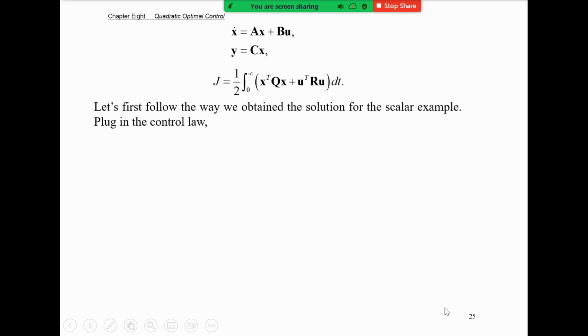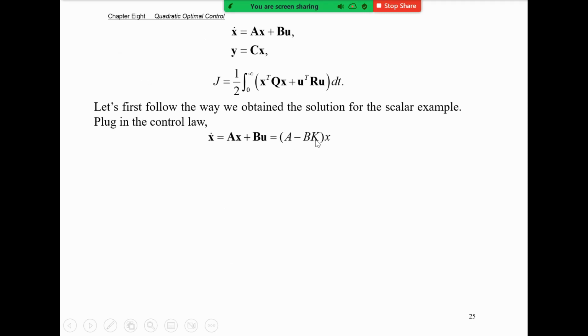So how are we going to do that? Then you recall what we did for the scalar case, right? You say, hey, we solved the scalar case. Why don't we follow the same procedure? So let's plug in the control law.